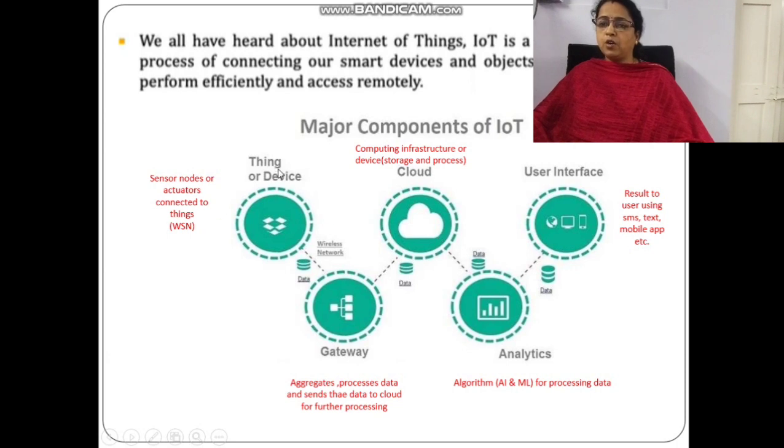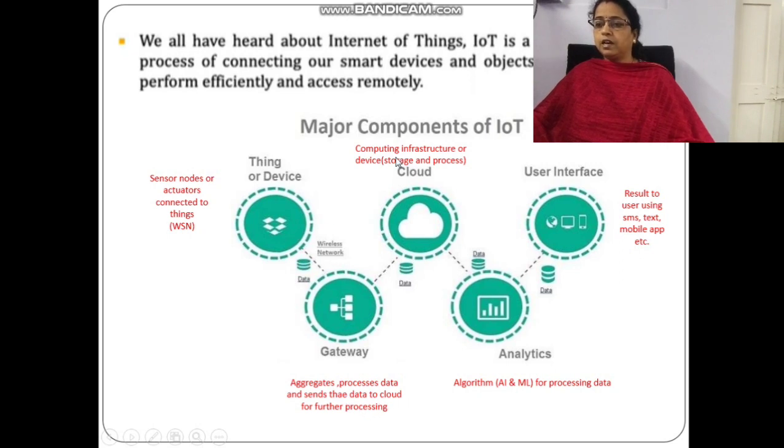So what is this thing or the device? This thing or device is nothing but the sensor and actuator node, which is connected to the sensor network. Through the sensor network it is connected to the gateway. What is the work of the gateway? It aggregates and processes the data and sends the data to the cloud for further processing.